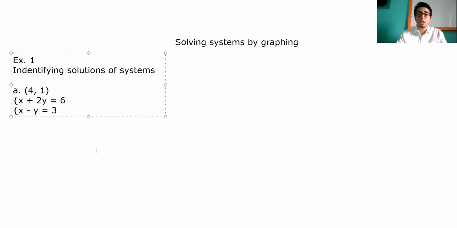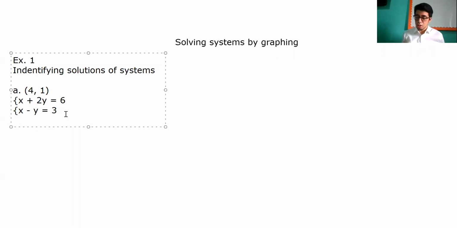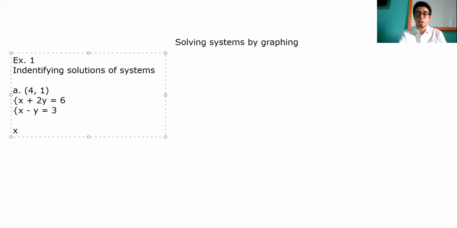How can I prove these values satisfy the equations? I'm going to replace the value for x and the value for y. Substitute 4 for x and 1 for y in each equation in the system. So I'm going to write the two equations. The first one we have is x plus 2 times y equal 6. And the other equation we have is x minus y equal 3.